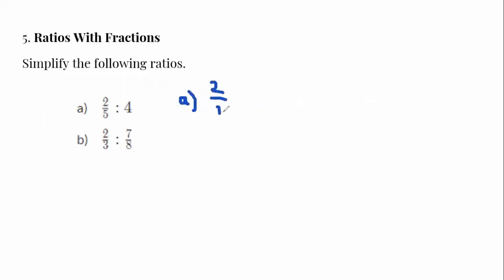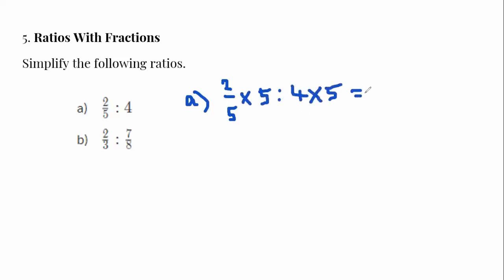Ratios with fractions. Simplify the following ratios. 2 by 5 is to 4. So the ratio with the fractional term has to be changed into an integer. So by multiplying both the terms by 5 would make a ratio with integer terms. So 2 over 5 times 5 is to 4 times 5 equals 2 is to 20, which can be simplified to 1 is to 10.